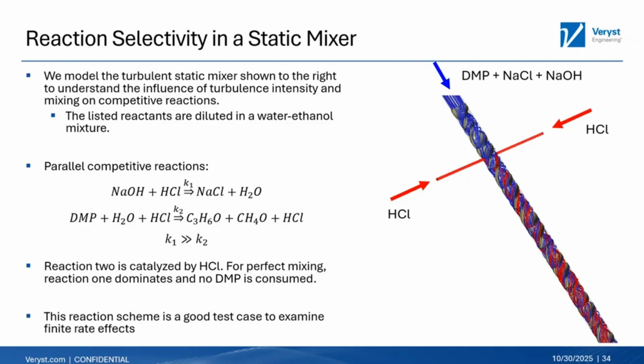And so what we have in this configuration is a test case where we set up for parallel competitive reactions. This is called the hydrolysis of DMP, where we have a reaction which is very fast, which is the neutralization of the acid, which is our K1 reaction. And we have a reaction which is much slower, which is the hydrolysis of DMP.